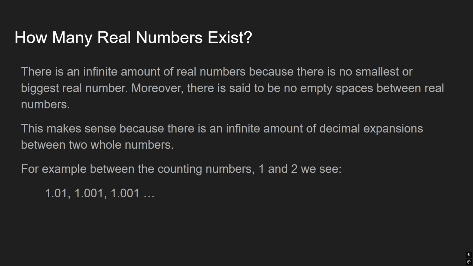Wikipedia states that there are no empty spaces between real numbers and that there are infinitely many real numbers because there is no biggest and there is no smallest real number. It says that no matter how many real numbers are counted, there will always be more to count. It goes on to say that there are no empty spaces between real numbers, which means that if two different real numbers are taken, there's always going to be a third real number between them.